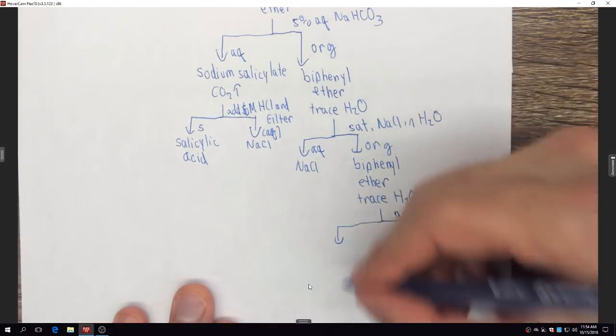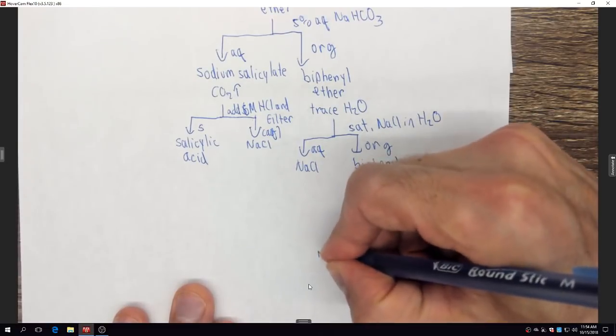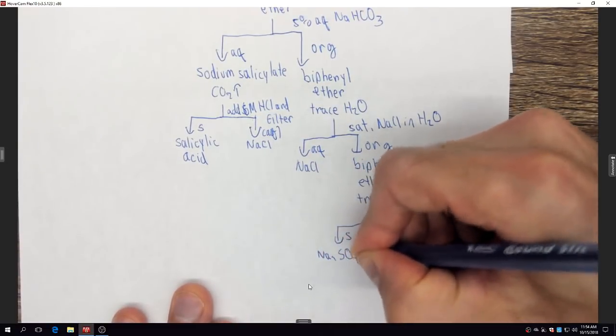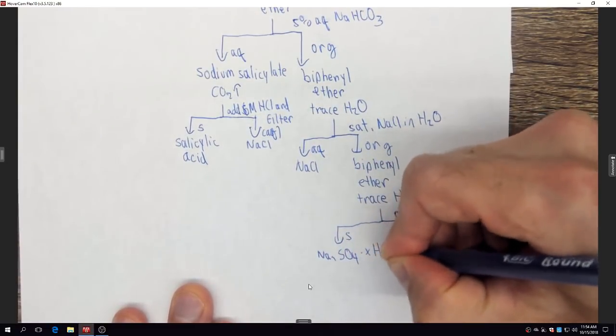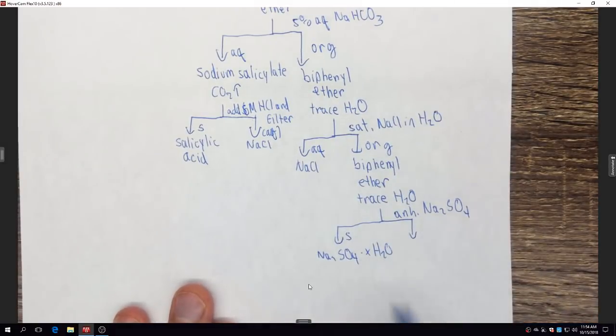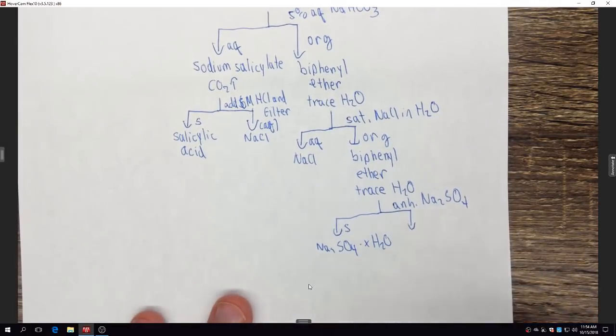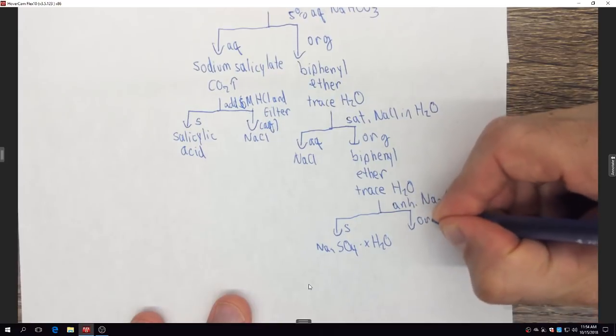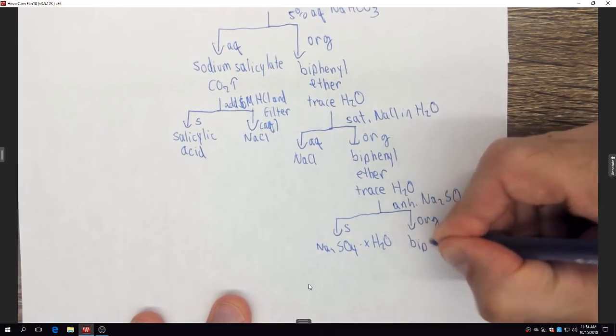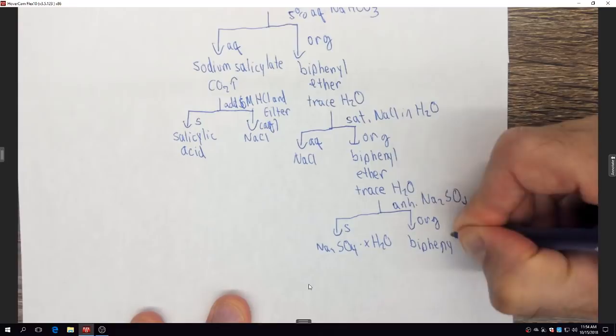So when you do that, you end up with a solid, which is Na2SO4, and some number of waters. We don't know. It can hold up to 10, but we don't know the stoichiometry here. And in your organic layer, you end up with your biphenyl and your ether.